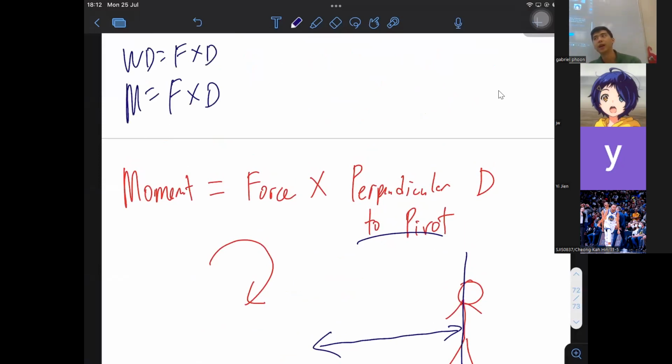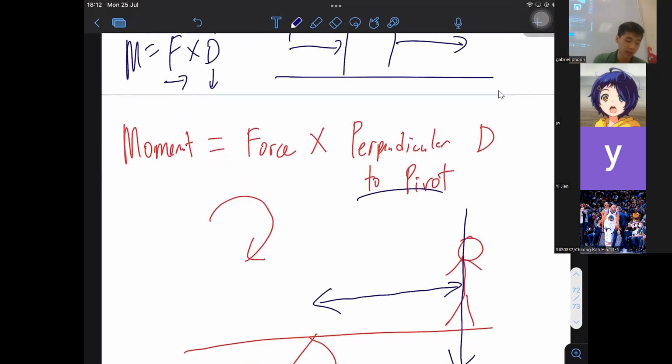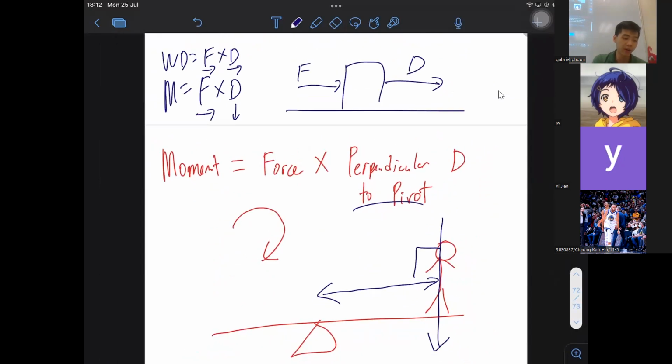So my question is this, guys. What's the difference between the two of them? Good, excellent. One is perpendicular and one must be parallel to each other. For example, if I have a block on the ground, and I push it with a certain force, it moves with a certain distance, then this is going to be work done, right? But for moments, the force and distance must forever be perpendicular to each other. If it's not perpendicular, you are not correct, guys.